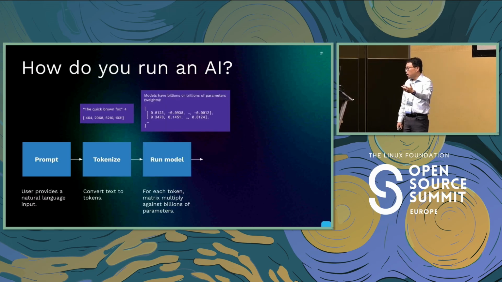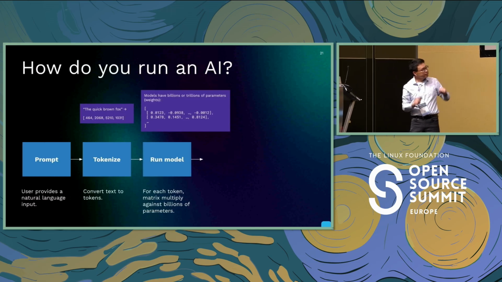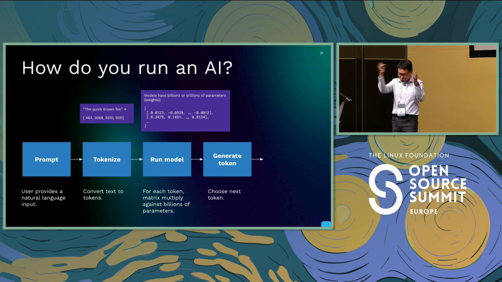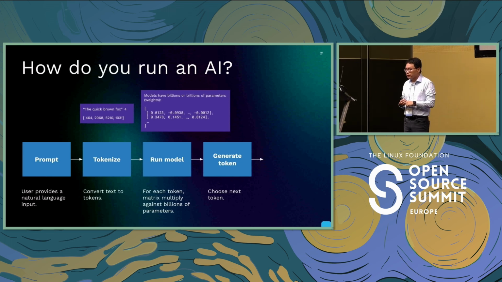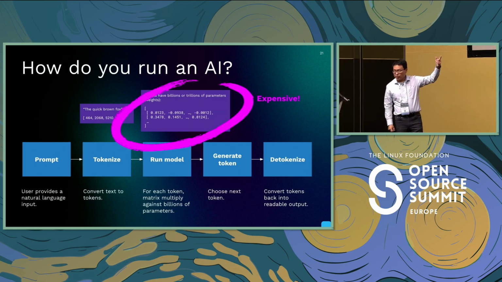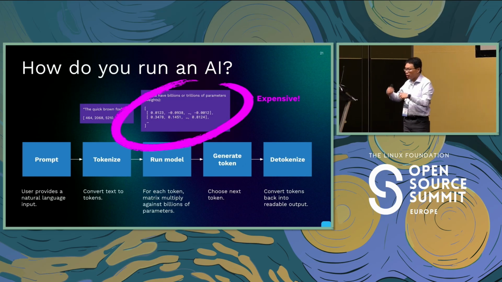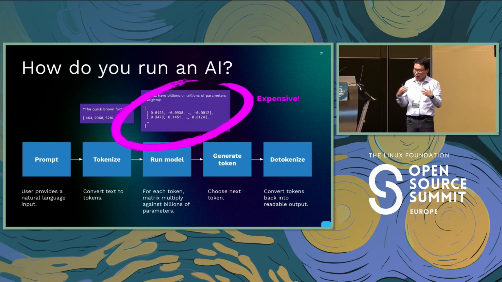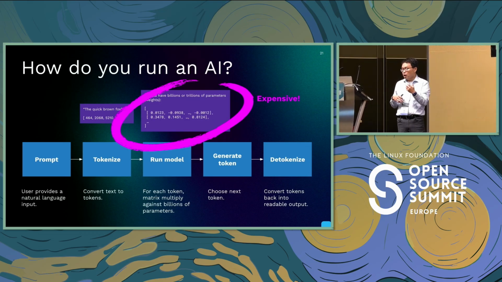You then run the model. For each token, you're doing a matrix multiplication against billions of parameters, and it produces a very complicated output. After the matrix multiplication, it generates a list of probabilities. From those probabilities, there are some algorithms, but you basically pick the highest probability token, and then you convert that token back into text. This running the model thing is hideously expensive. This is why NVIDIA stock is worth as much as it is, because people have an insatiable appetite for GPUs to run the model.